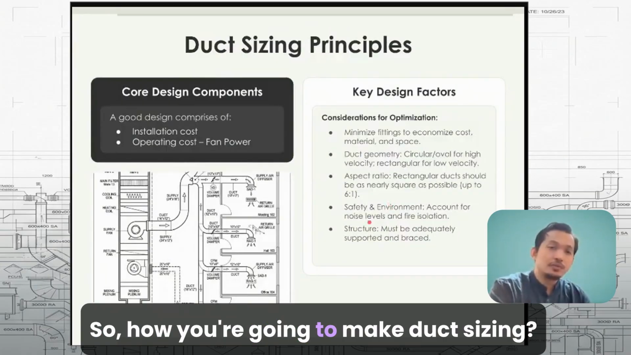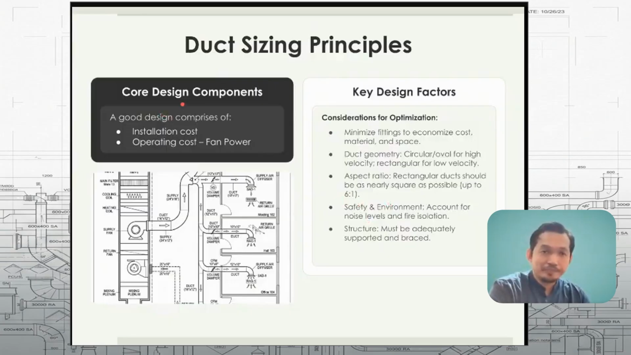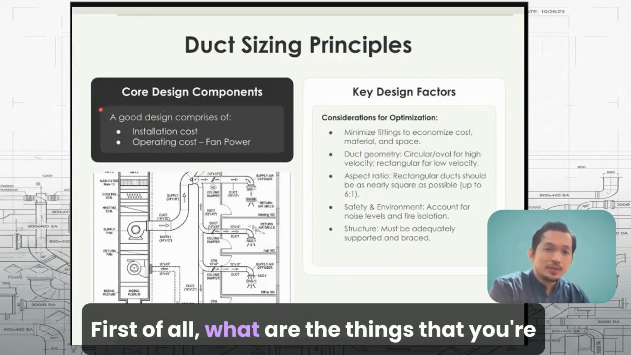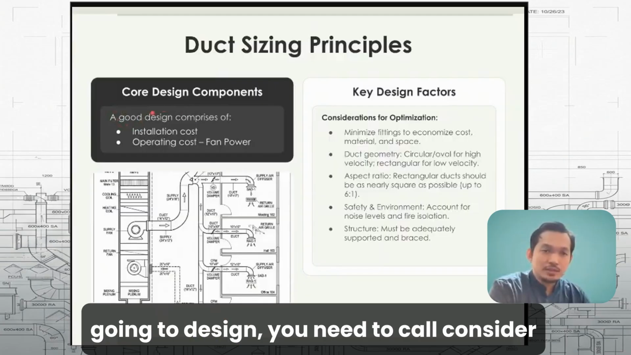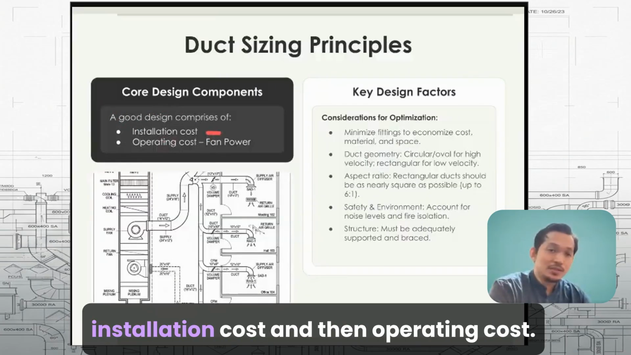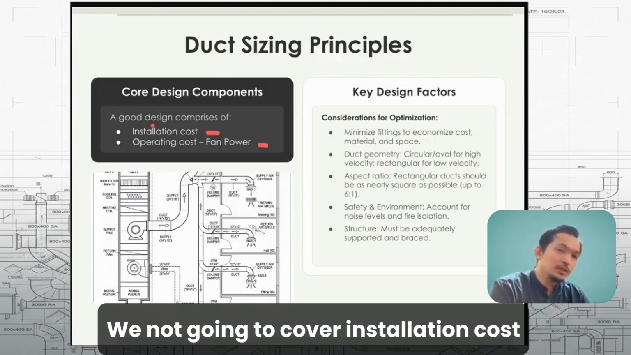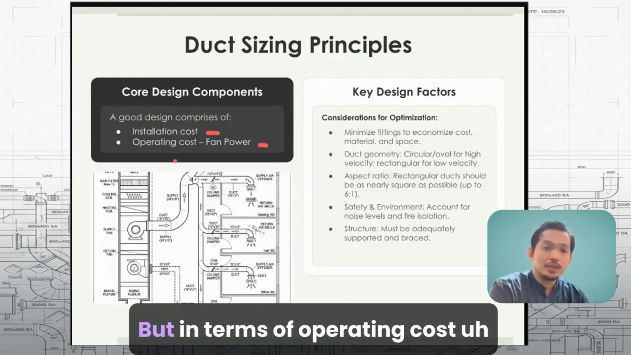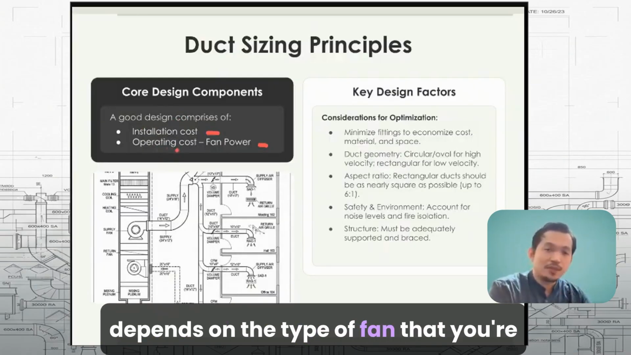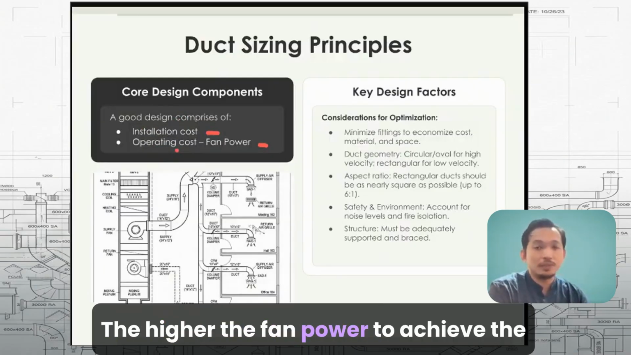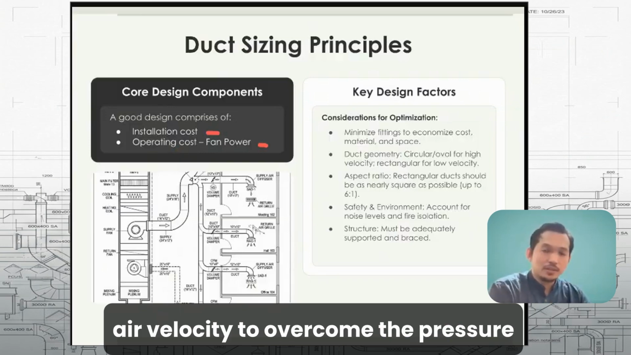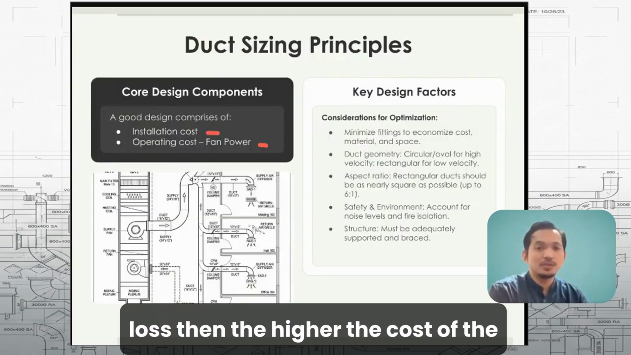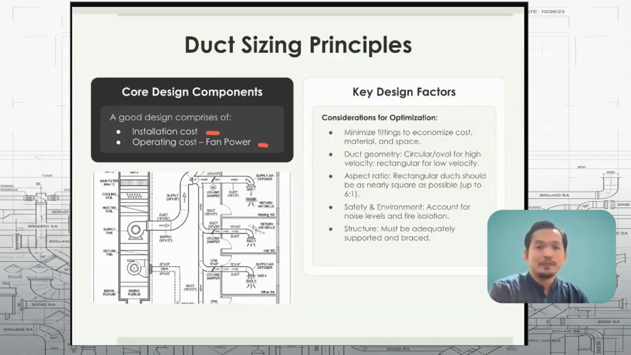So how are you going to make duct sizing? First of all, what are the things that you're going to design? You need to consider installation costs and then operating costs. We're not going to cover installation costs lah, right? But in terms of operating costs, it depends on the type of fan that you're going to use. The higher the fan power to achieve the air velocity to overcome the pressure loss, then the higher the cost of the system will be, right?